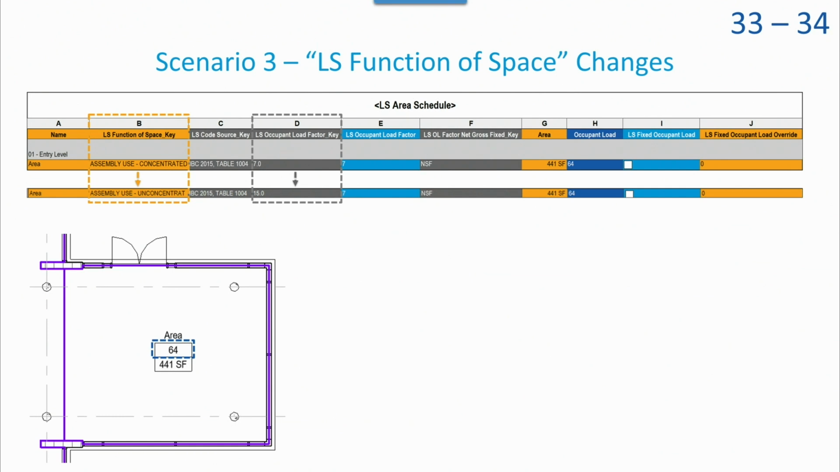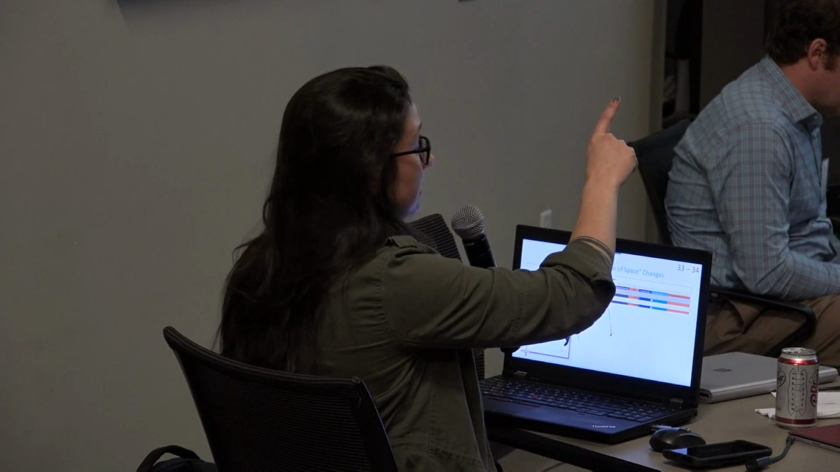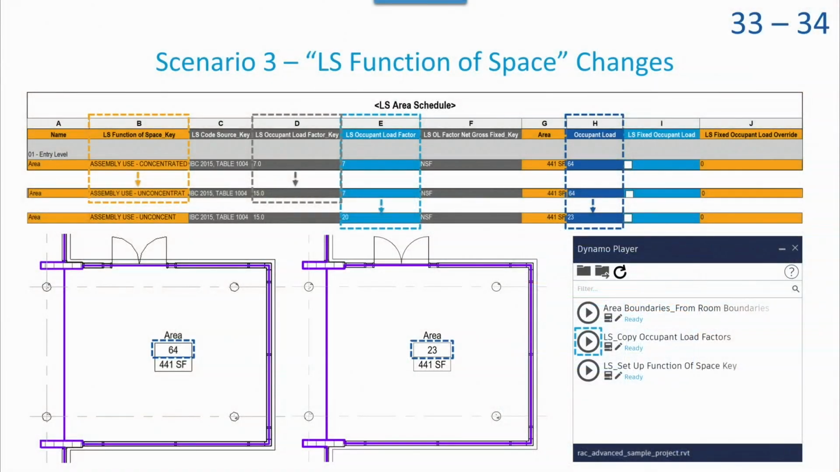That automatically changes our gray values, right? But remember, our calculation is actually coming from the light blue value. And that didn't change. You see the 7 stayed the same. So what I need to do is run the Dynamo script, the copy occupant load factor script, and that will automatically copy the value over and update my occupant load factor. Looks like I have a little bit of an error there.